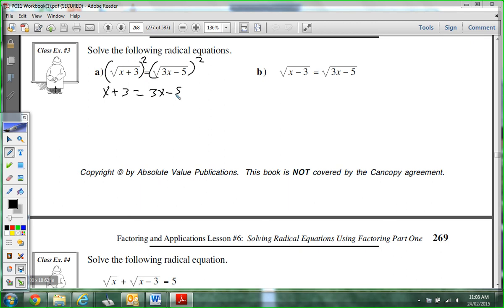Now we're just doing algebra. Hopefully here you feel like you're home free. Minus x, add 5. So that's gone. 8 equals 2x. X equals 4. We need to verify. If I plug it in there, 4 plus 3, I get root 7 on the left. The right, 4 times 3 is 12. 12 minus 5 is also root 7. So it is verified. To verify, again, I'm just plugging the 4s into the x's.